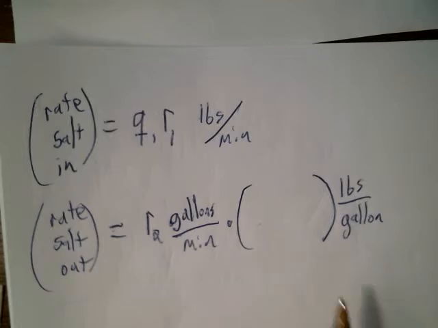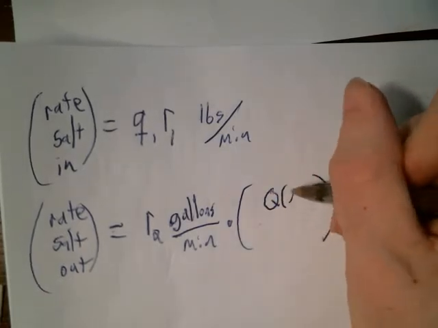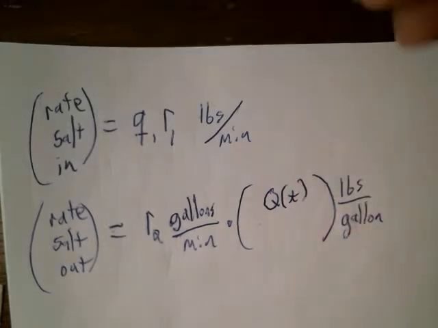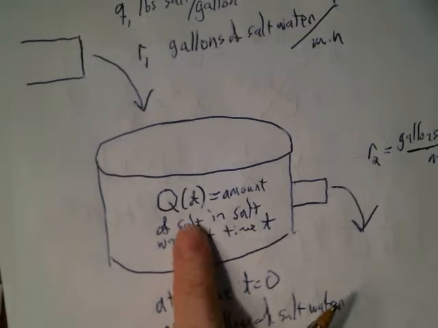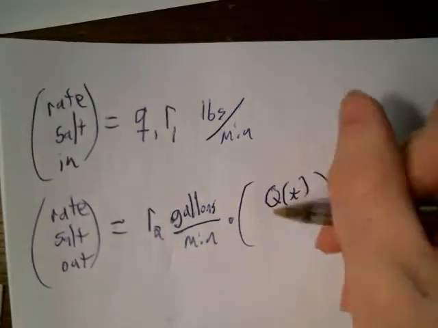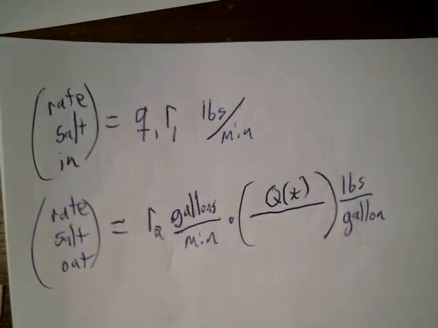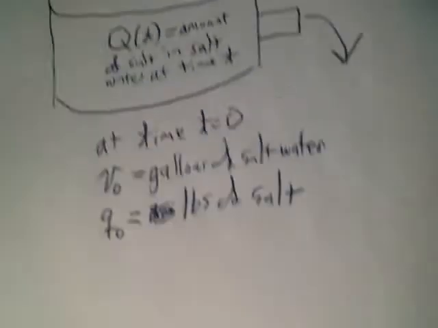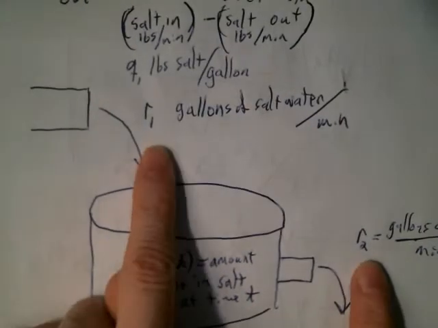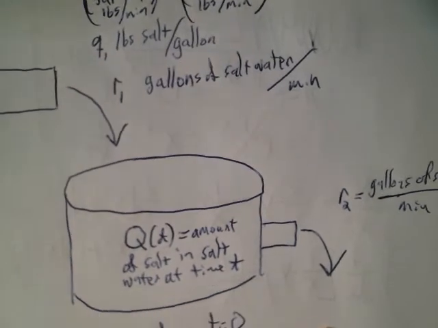Well, it's a ratio of the amount of salt in the tank at given time t, which is just big Q of t right here, all over the amount of water in the tank at any given time t. To figure out the amount of salt water in the tank, it's just the difference between the stuff coming in and the stuff coming out per unit of time.